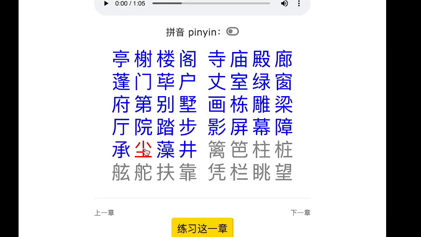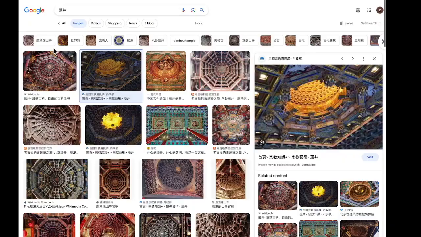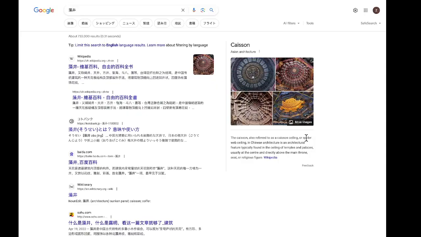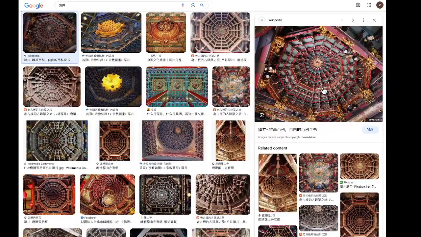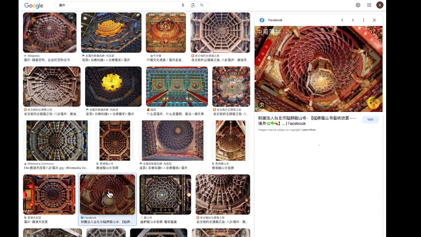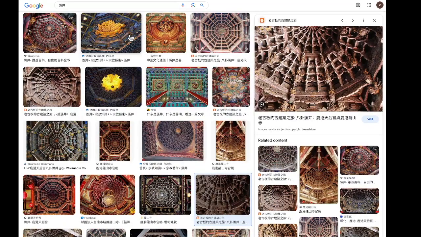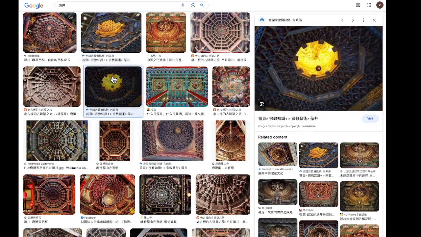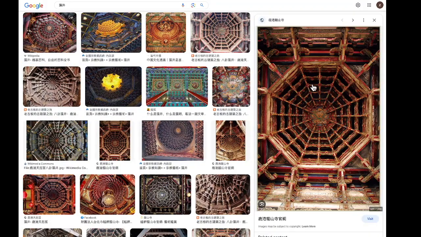承尘 is a word for a ceiling. 藻井 literally means algae well, but it's also the name for this specific type of fancy decorative ceiling. In English, this is called spiderweb ceiling. Caisson, that somewhat resembles an algae well, or a well covered in algae. A feature specific to Eastern architecture. 藻井, these decorative sunken ceilings.